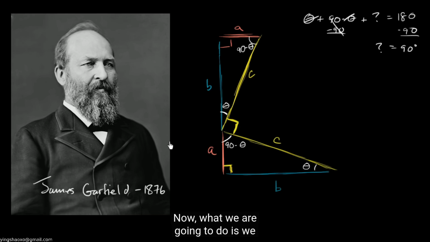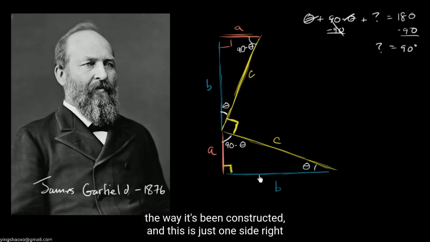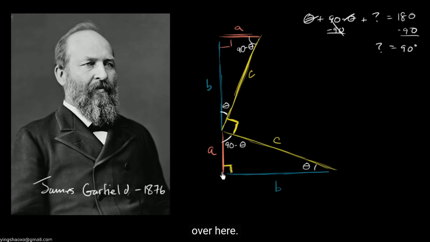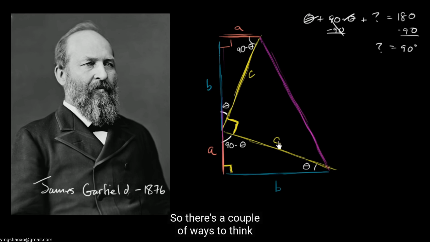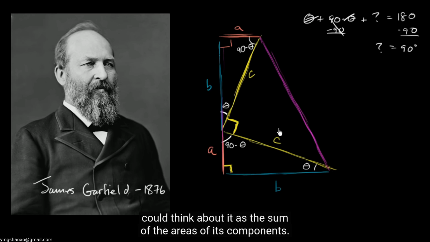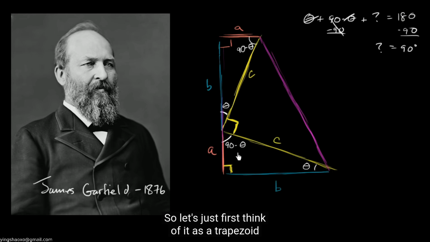Now what we are going to do is construct a trapezoid. This side A is parallel to side B down here, the way it's been constructed. This is just one side right over here. This goes straight up. And now let's connect these two sides right over there. So there's a couple of ways to think about the area of this trapezoid. One is we could just think of it as a trapezoid and come up with its area, and then we could think about it as the sum of the areas of its components. So let's just think of it as a trapezoid.